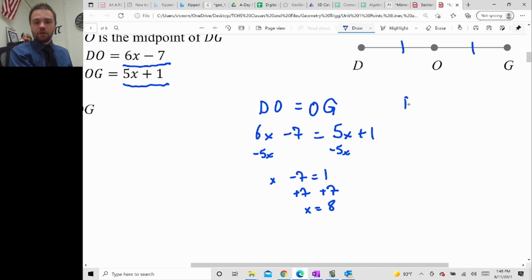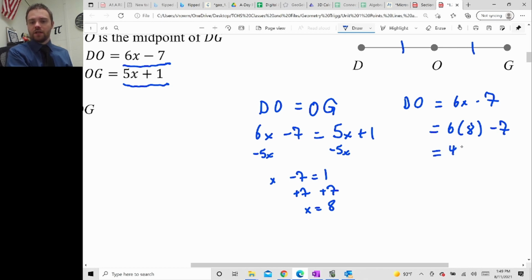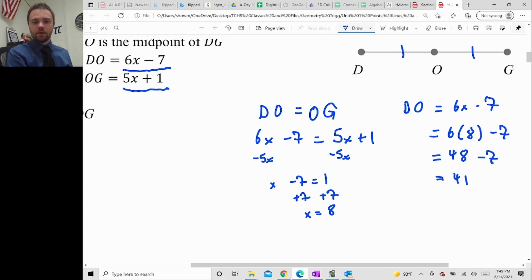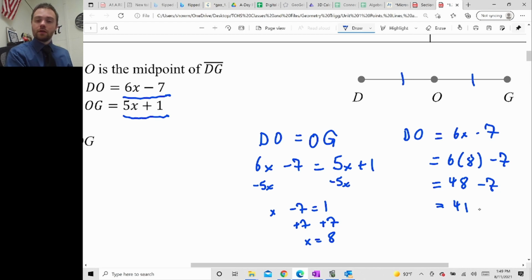I'm going to start with DO. DO is equal to 6x minus 7. But since we have x equals 8, now I can evaluate the length of DO. So I'm going to have 6 times 8 minus 7. 8 times 6 is 48, minus 7, which gives 41. So the length of DO is 41 units.